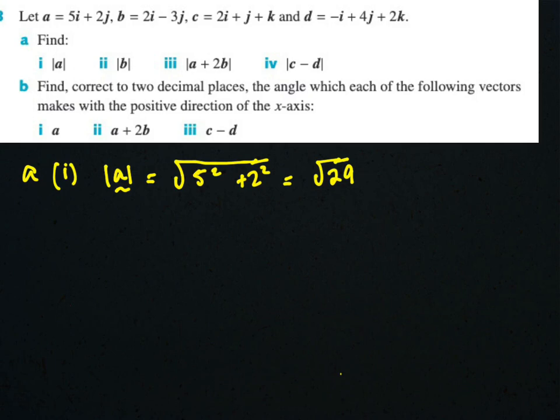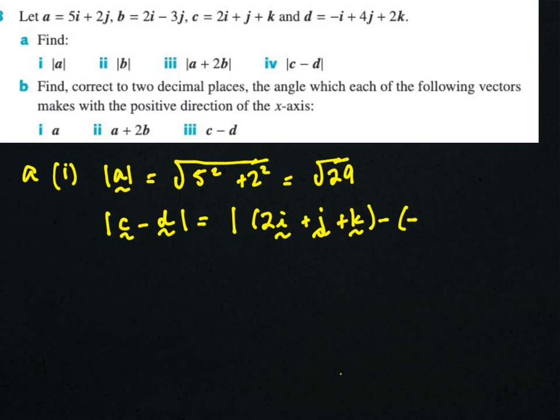What about C minus D? And I'll leave the ones in the middle for you to do. C minus D. Okay, so where is C and where is D? Well, the magnitude of C minus D is going to equal the magnitude of, let's just write down C, which is 2i plus j, I think, yeah, plus 2 plus 1k. And we are subtracting D, so minus, that's a negative i, plus 4j, and plus 2k.